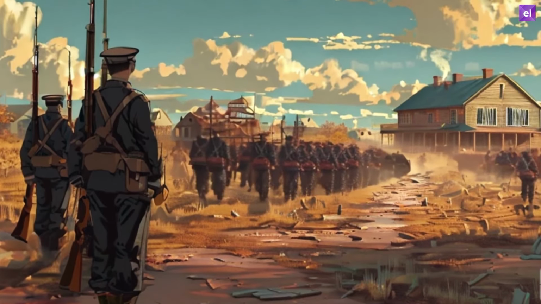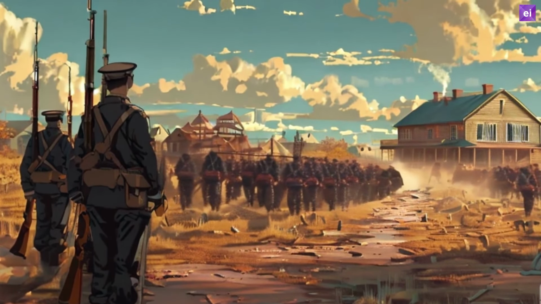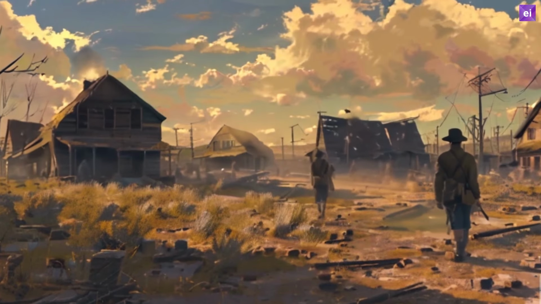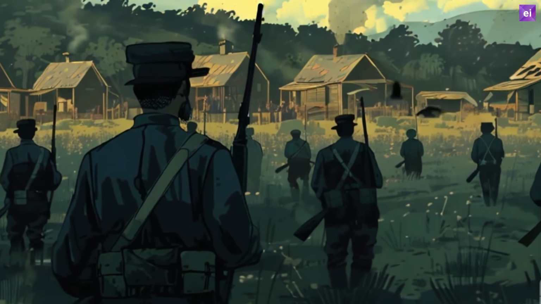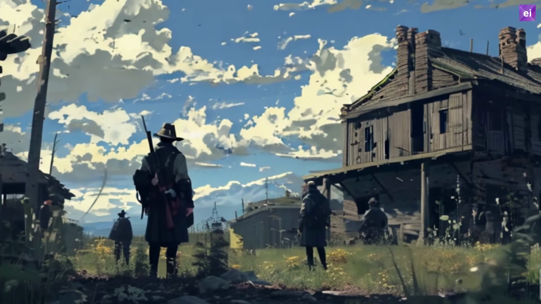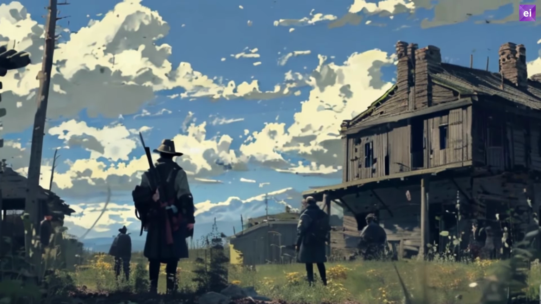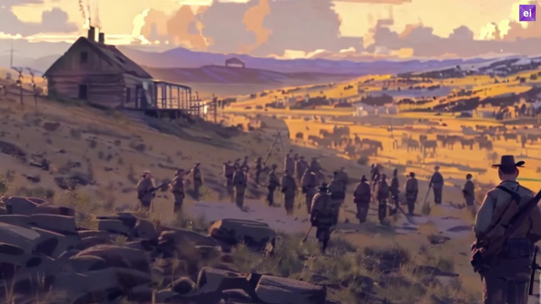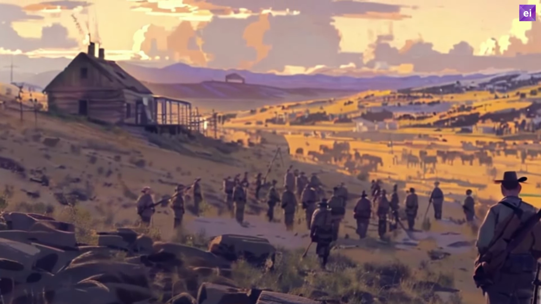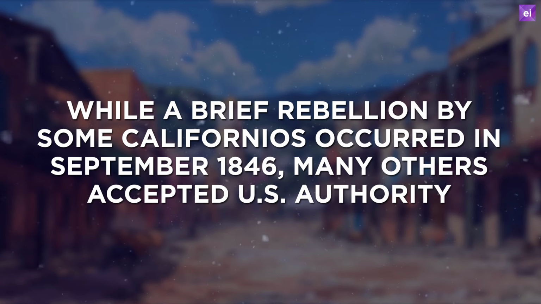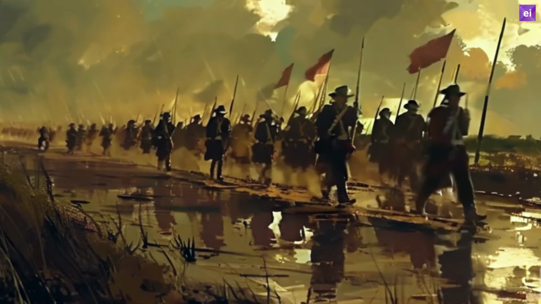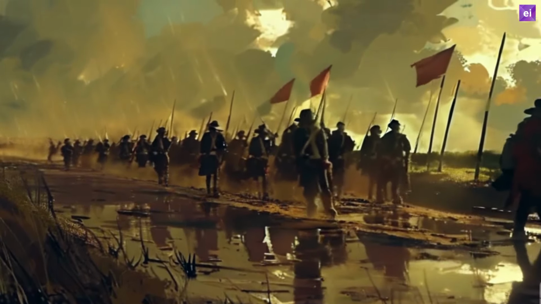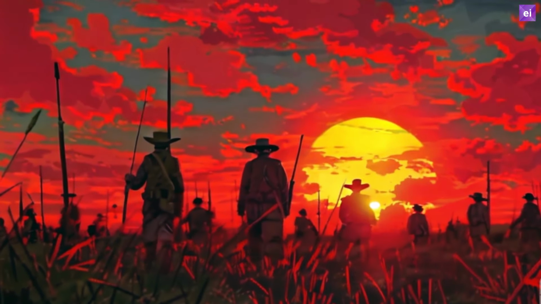He seized Monterrey in July 1846, shortly after a group of American settlers led by William B. Ide had taken control of Sonoma and declared California a republic. A week after the fall of Monterrey, the Navy captured San Francisco without resistance. While a brief rebellion by some Californians occurred in September 1846, many others accepted U.S. authority. Consequently, Kearny's role in California mainly involved assuming governance as its governor.